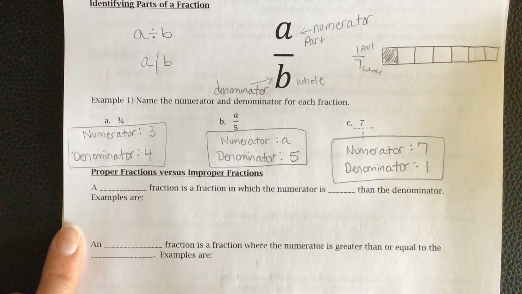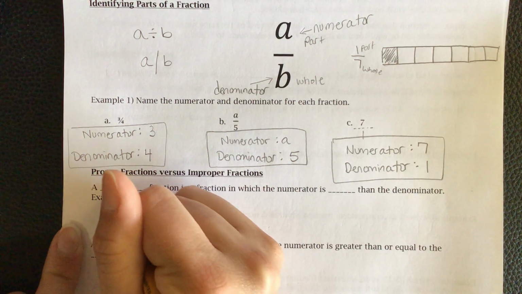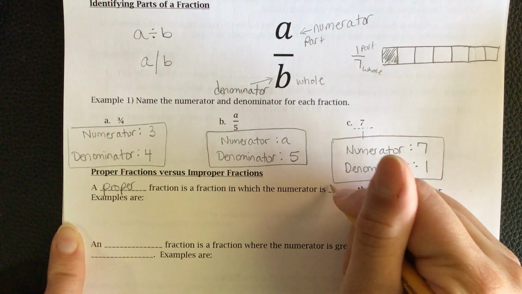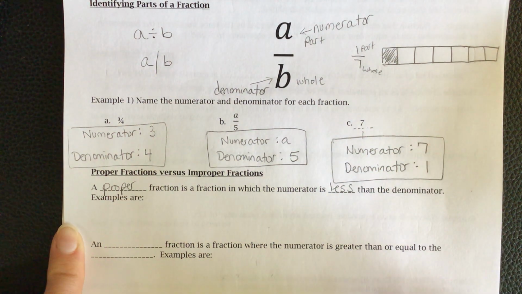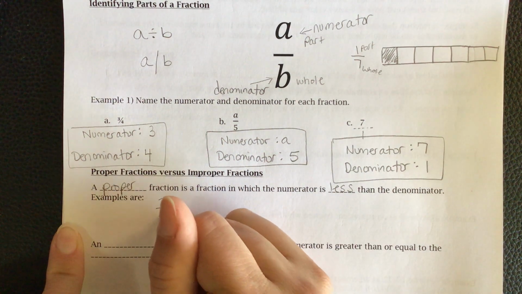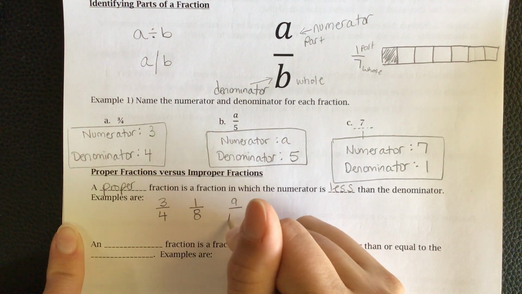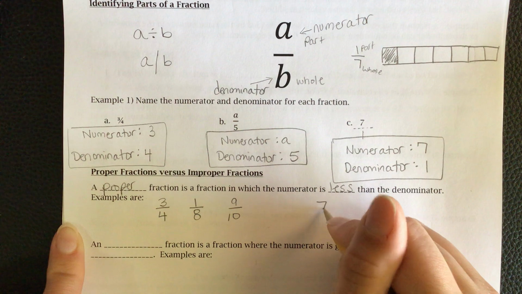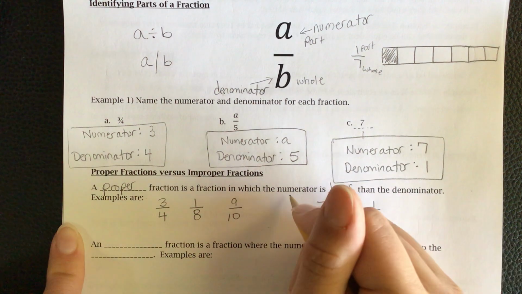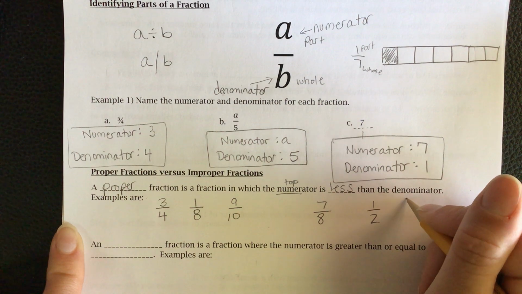Proper fractions. A proper fraction is a fraction in which the numerator is less than the denominator. So examples are 3 over 4, 1 is smaller than 8, so 1/8, 9 out of 10, 7 over 8, 1 over 2. So again, the number that's on the top is smaller than the one on the bottom.